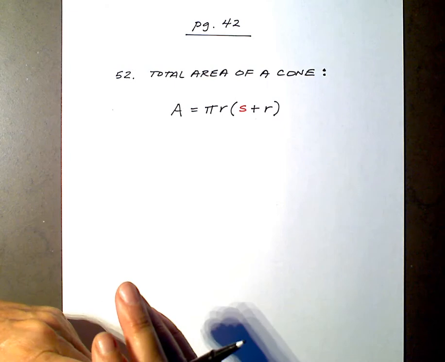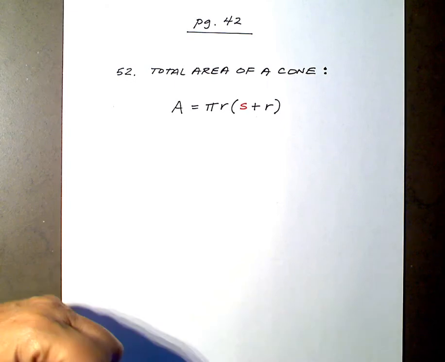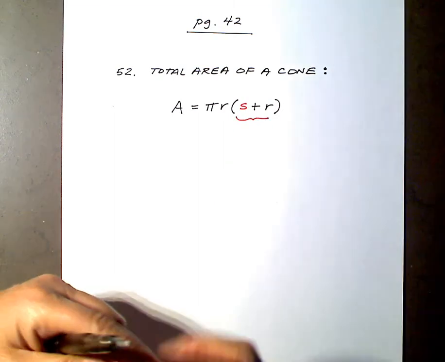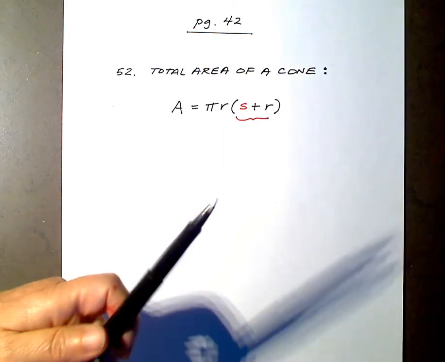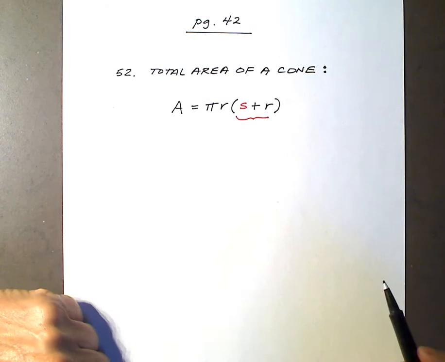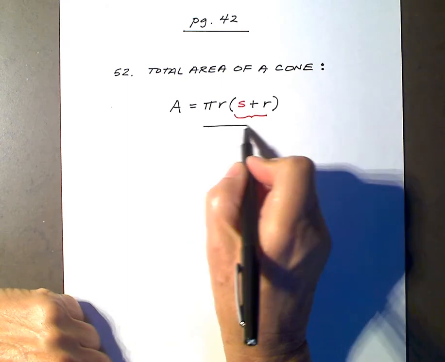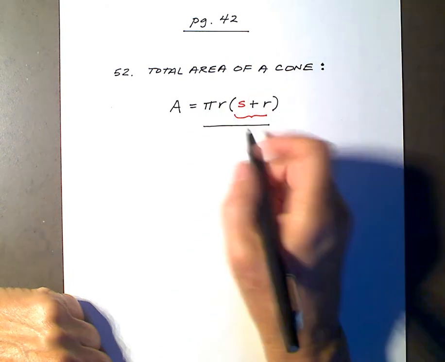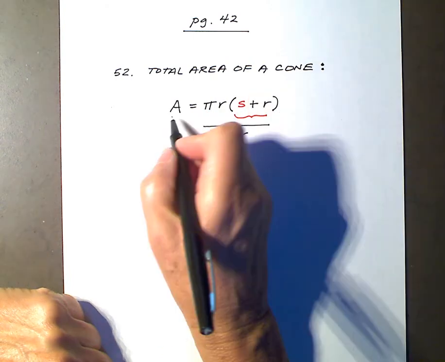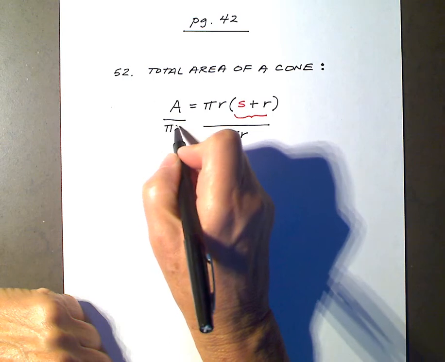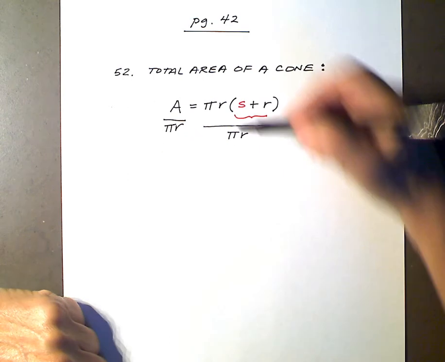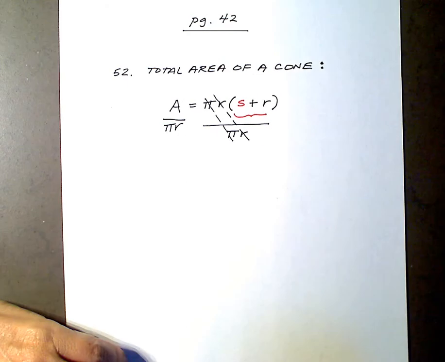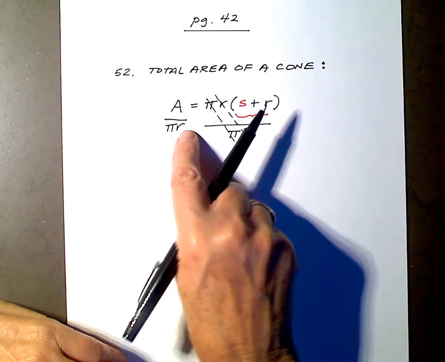So anyway, the way to isolate the S, I think the best thing to do first is to isolate the entire S plus R that's in the parentheses there on one side. So what I would do is S plus R is being multiplied by pi and R, so I'm going to divide both sides by pi times R. And when I do, of course, that cancels out, so I've got S plus R is equal to the area over pi R.